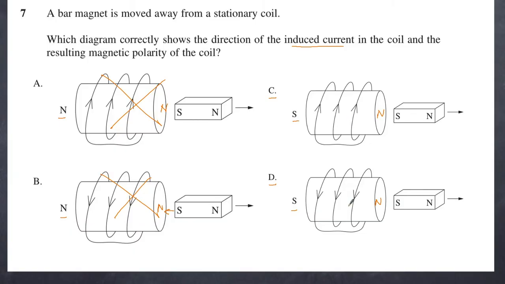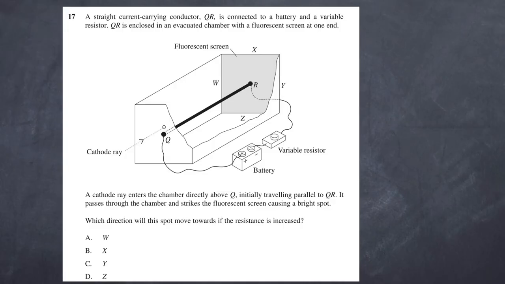Now, the only diagram here that fits that bill is D. So it is, my fingers curl down, which my thumb therefore causes pointing towards this end. So the answer is D. Question 17. Now this one takes a little bit more detail too.